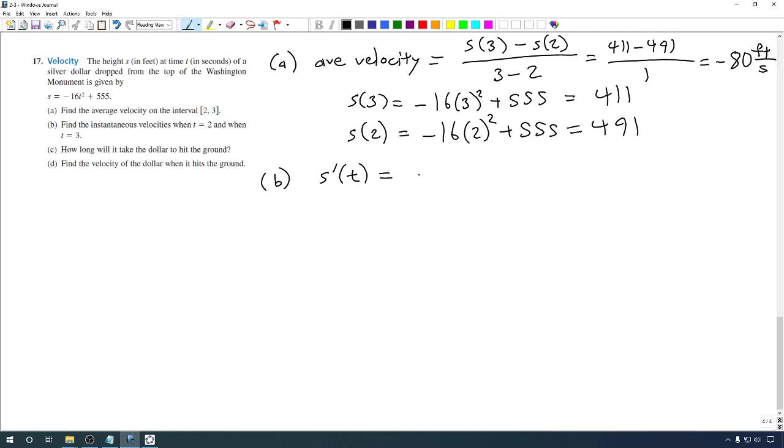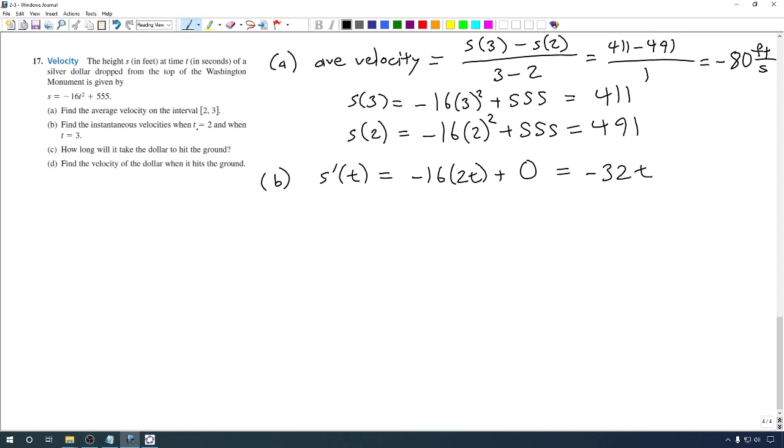Well, we already saw that t squared becomes 2t. That means we get minus 16 times 2t. And then differentiating the constant of 555 gives us a 0, because constants always become 0 when you differentiate them. Well, we can go ahead and simplify that. We have 16 times 2, so we have a negative 32t.